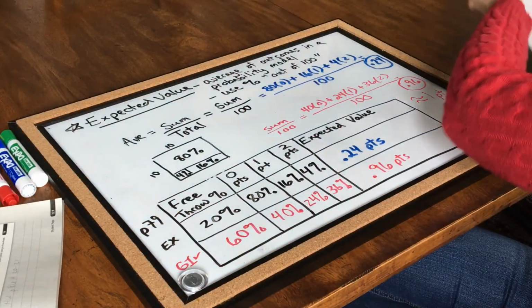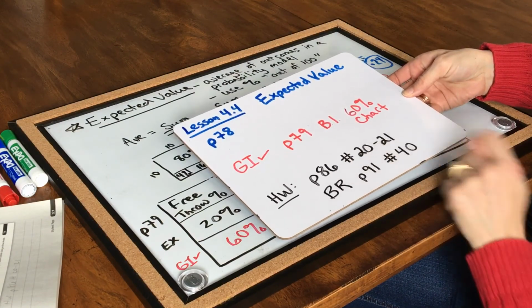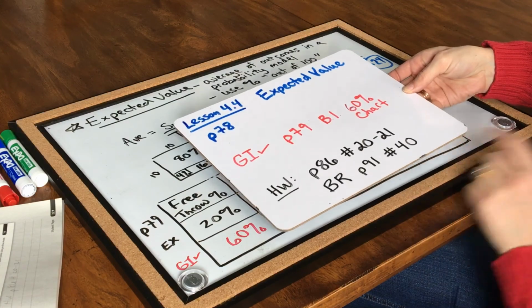Your homework for this evening is to try page 86, numbers 20 to 21, and your bell ringer in 3 sentences, page 91, number 40.